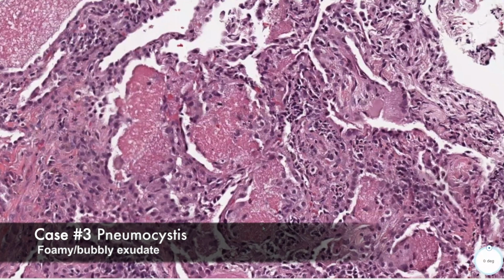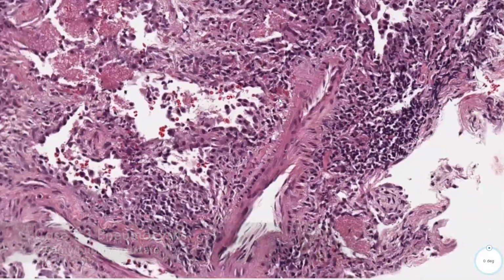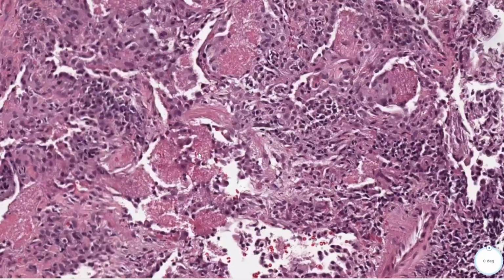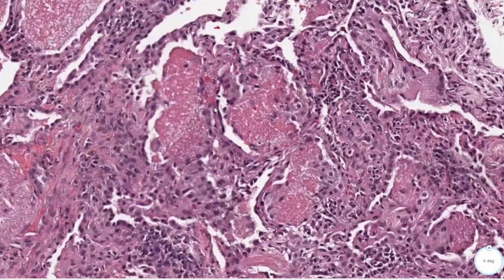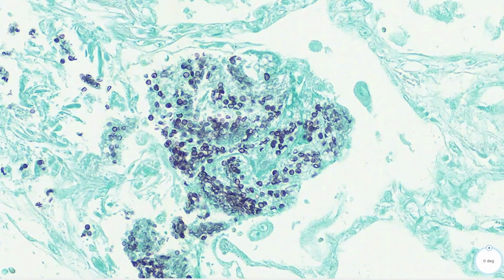The other thing you notice is that it's relatively poor in inflammatory cell infiltrate, where we have some, but really it's not a lot of reaction to this. This particular exudate is really pathognomonic for pneumocystis. In these cases, it's really important that we do a GMS. So this is a GMS stain from a different case.